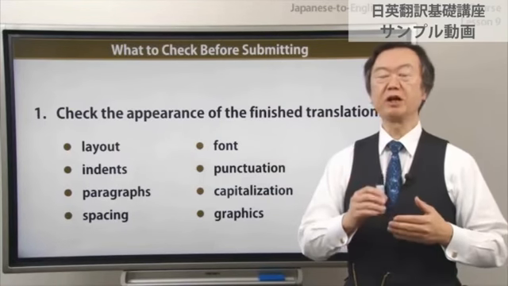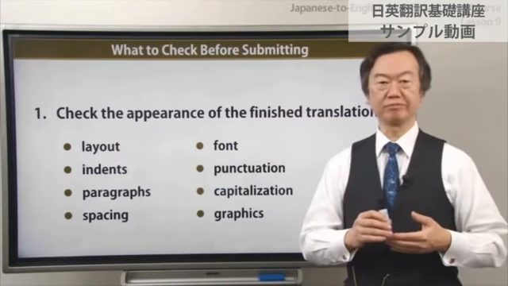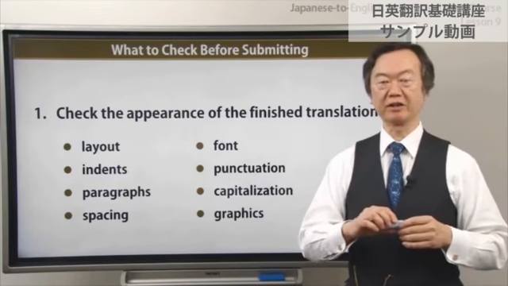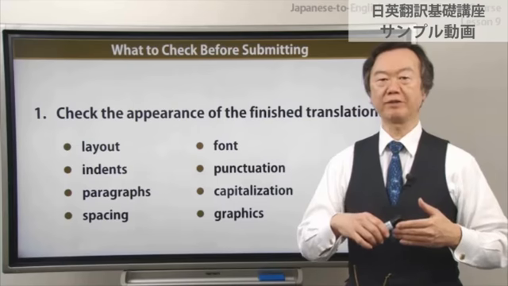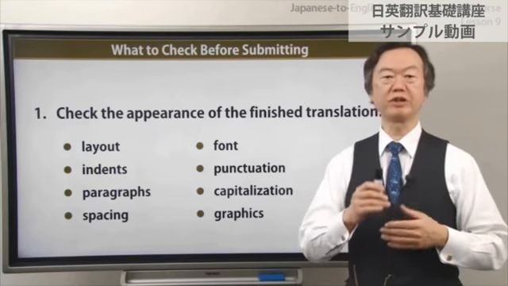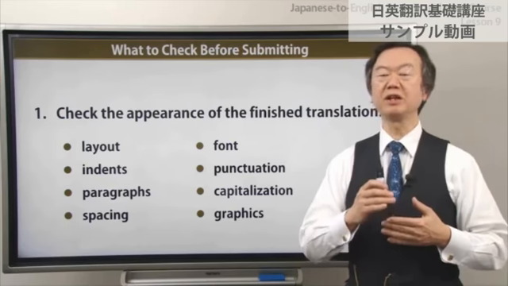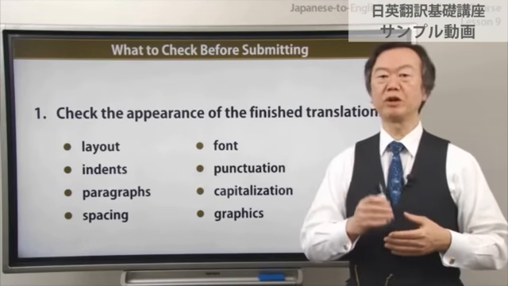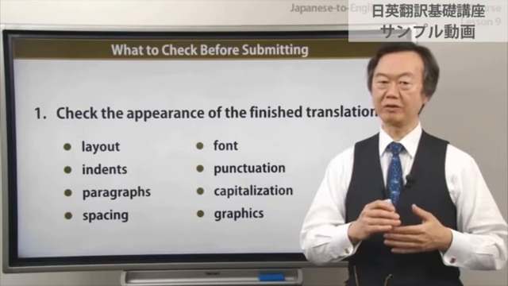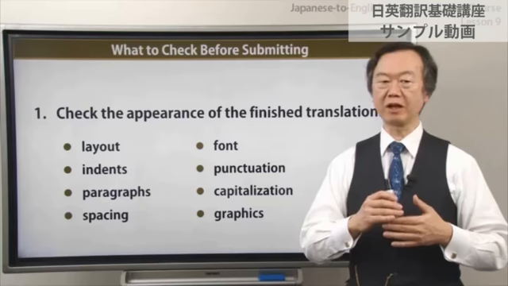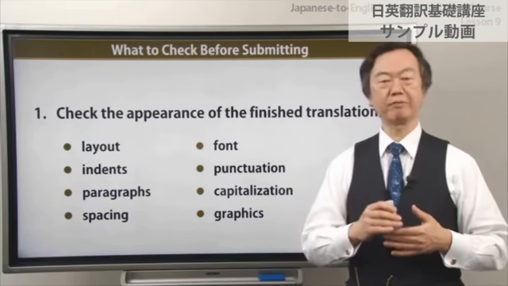Check the appearance of the finished translation. Check to make sure the layout is correct. The indents, paragraphs, and spacing are consistent. Make sure the text is aligned throughout in a consistent way. Check to make sure the font is uniform throughout, and if italics were required, that you use them correctly and in the same typeface.